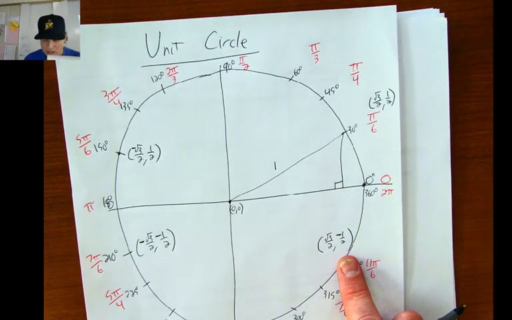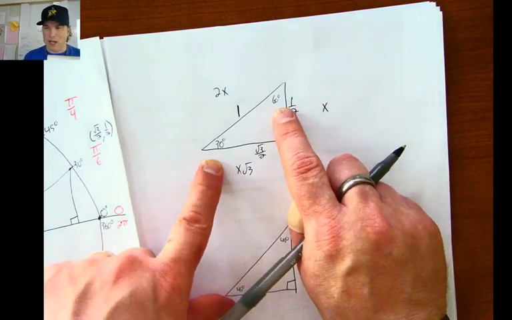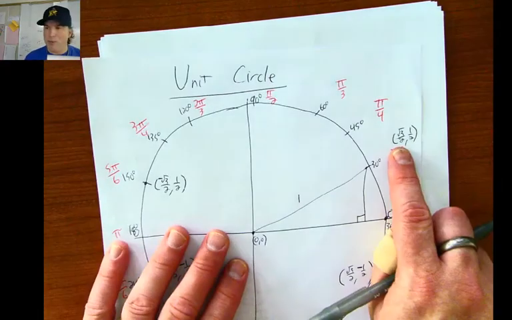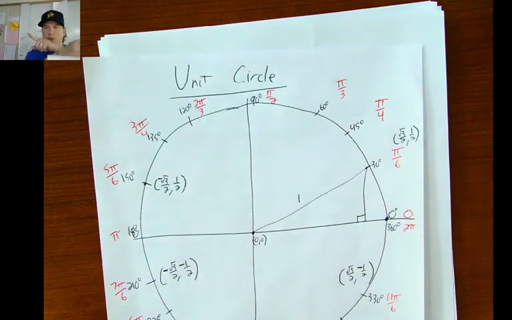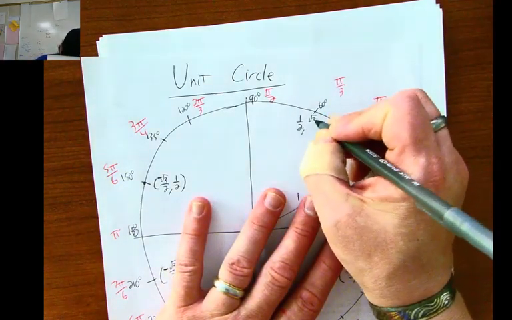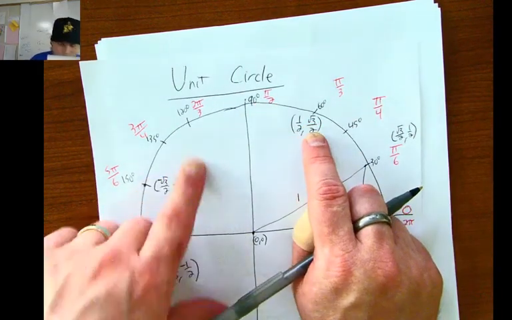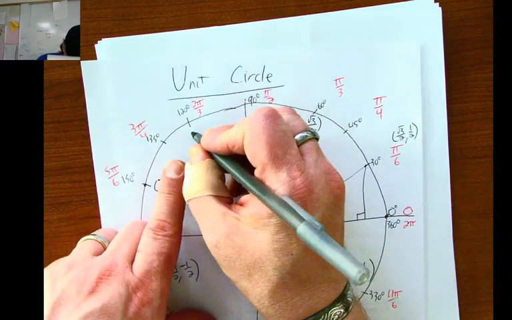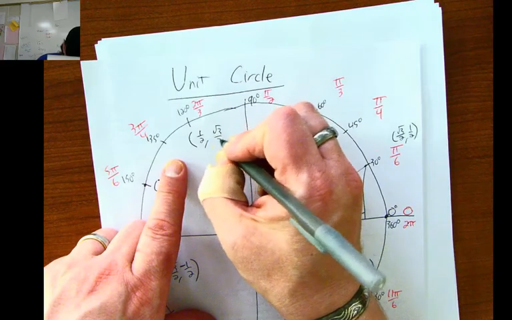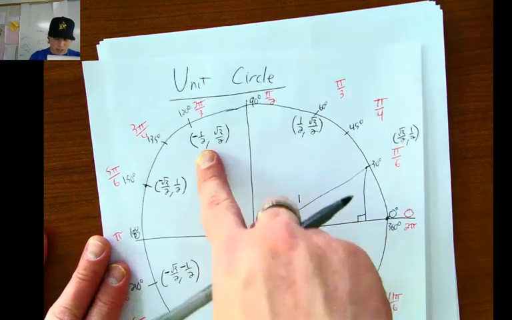Interesting. And if you know the 30-degree angle, you know the 60-degree angle, it would just be flipped around. So instead of being root 3 over 2 comma 1/2, this coordinate is 1/2 comma root 3 over 2, which means if this angle is the same, that means that the 120 would also be the same. 1/2 root 3 over 2, but because it's second quadrant, the x-coordinate would be negative.